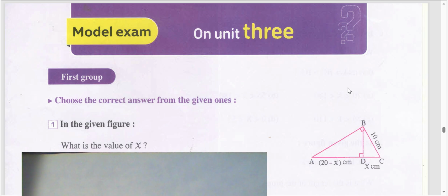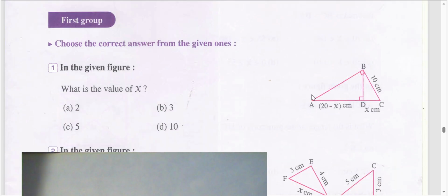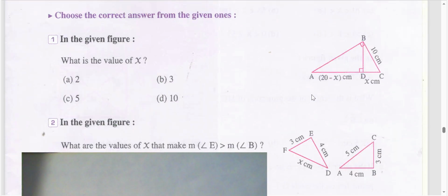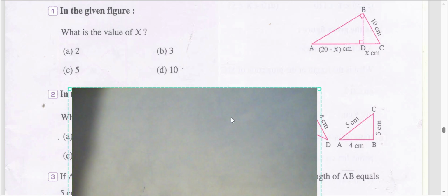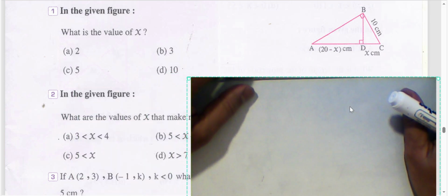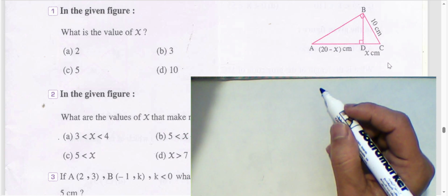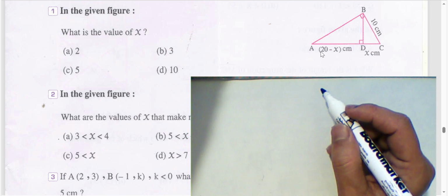Prepare to solve the model exam on unit 3 from the Al-Moasser book. First question, choose the correct answer. It's a given figure. What is the value of x? Look here. We can find x by using the Euclidean theorem. We have 10 power 2 equal x product by the length EC.